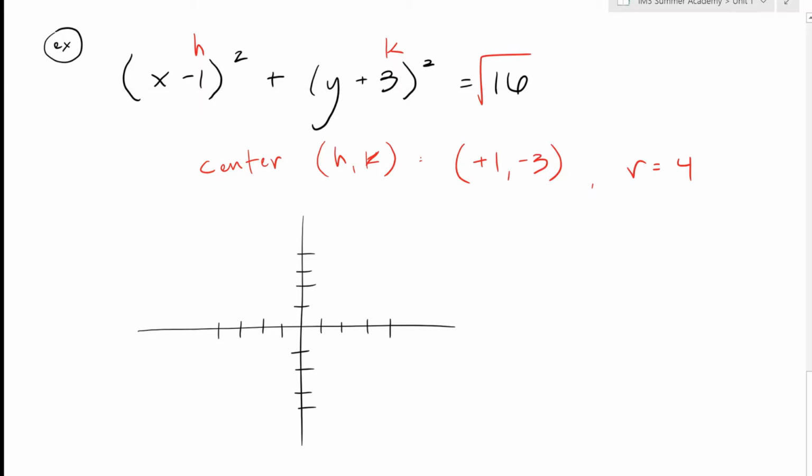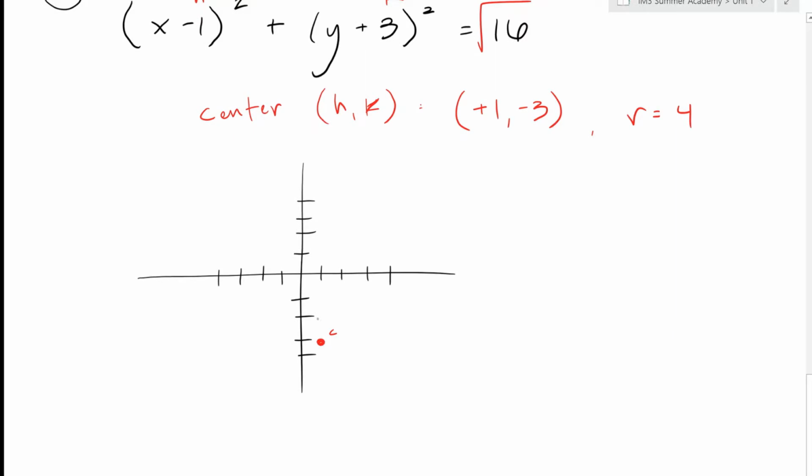Okay, center at positive 1, negative 3. So again, puts us in quadrant 4. And then we need to go 4 in every direction. So 1, 2, 3, 4 up, 4 over, 4 back, and 1, 2, 3, 4 down, and I'm guesstimating that one, and go ahead and circle it up.